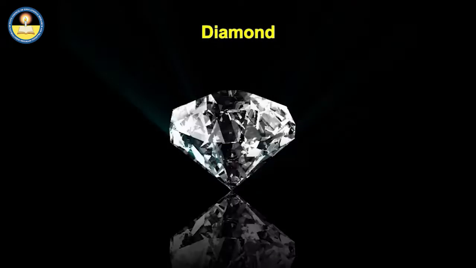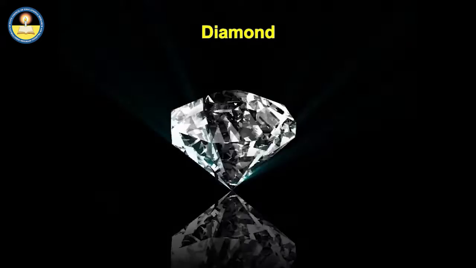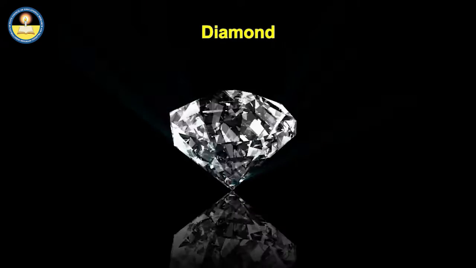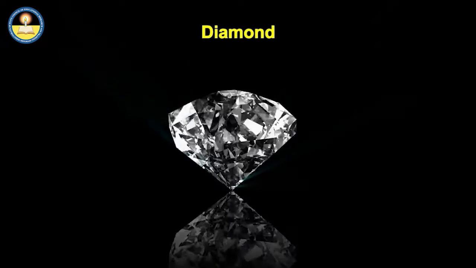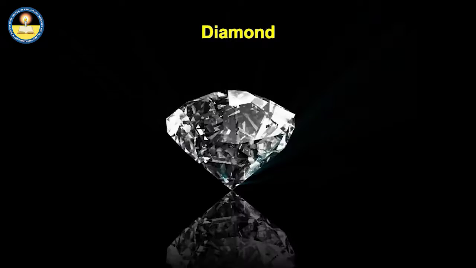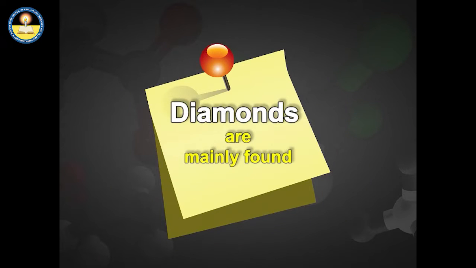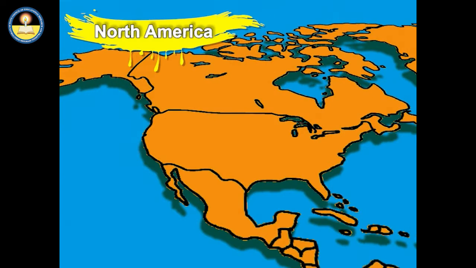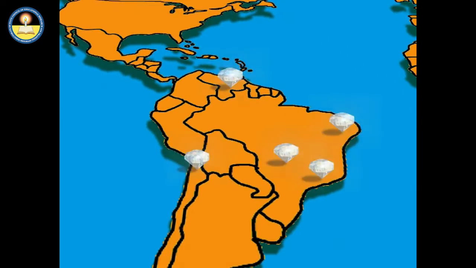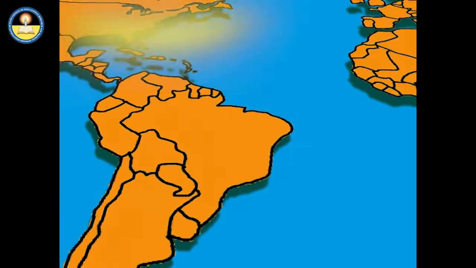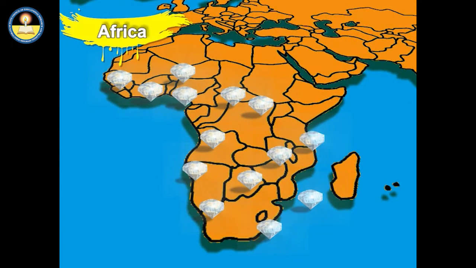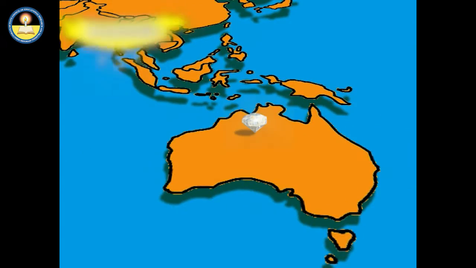Diamond. Diamond is the hardest crystalline form of carbon and is present in different parts of the world as a constituent of hard rocks. Diamonds are mainly found in North America, South America, Africa, and Australia.